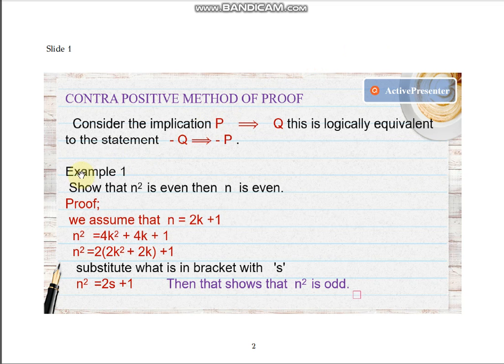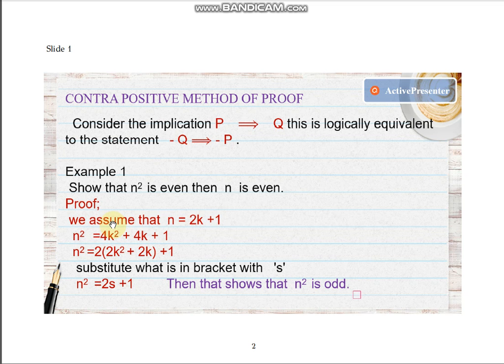Look at this example, just a simple example, of course. Show that if n squared is even, then n is even. The question requires us to prove that, so we are going to do the vice versa. We are going to prove that if n squared is odd, then n is odd.